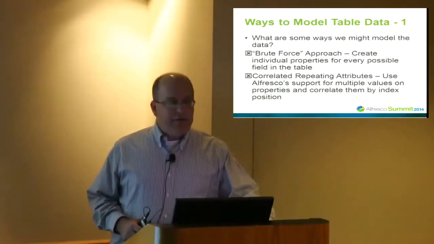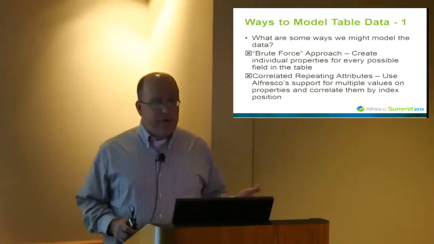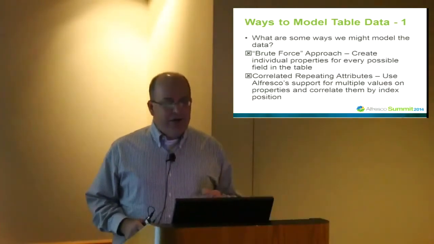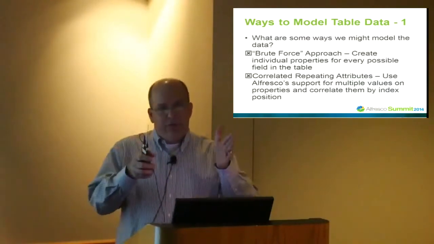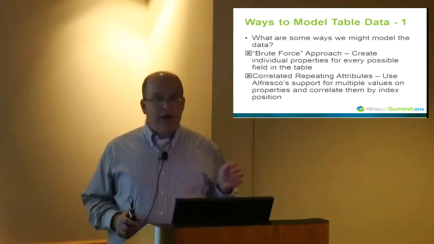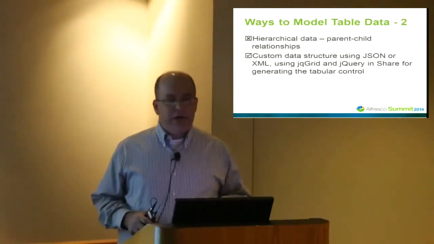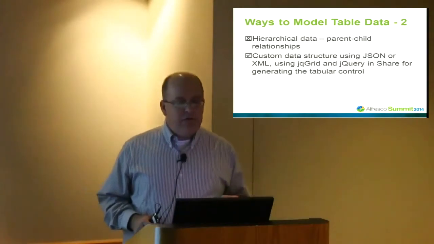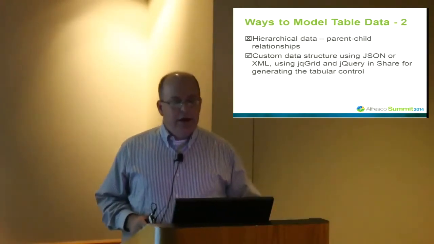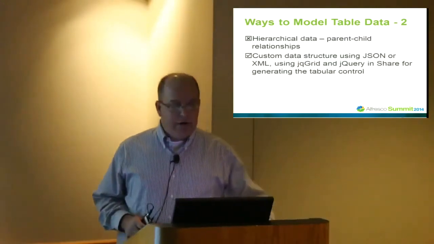So how might we model this in Alfresco? Well, we could do a brute force approach and create a property for every single possible field, which would be terrible. We could do correlated repeating attributes where we have multiple values that line up. However, we have problems with null positions in that case, with null values. We could use some sort of hierarchical data with parent-child relationships. But what we decided to do was just use a custom data structure in JSON, and then use jqGrid and jQuery to display that as a custom control in Share.